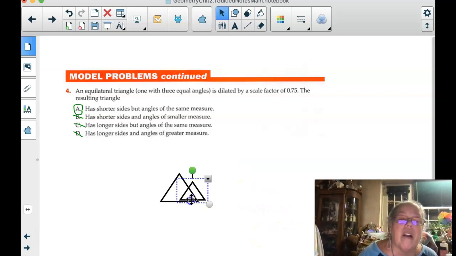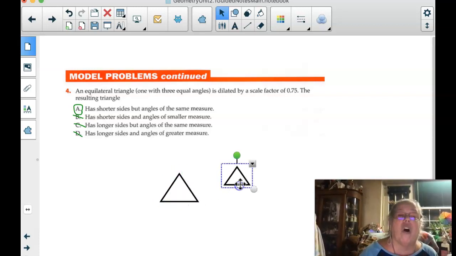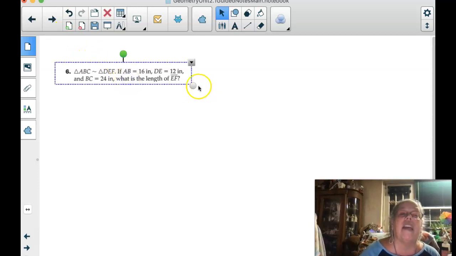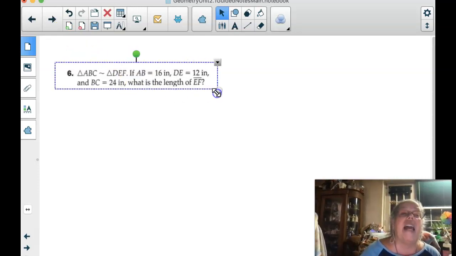What happens with the angles? Notice they map completely onto each other. The angles are congruent. We good? Okay. In triangle ABC, it's similar to triangle DEF. If AB is 16 inches, DE is 12, BC is 24, what is the length of EF?